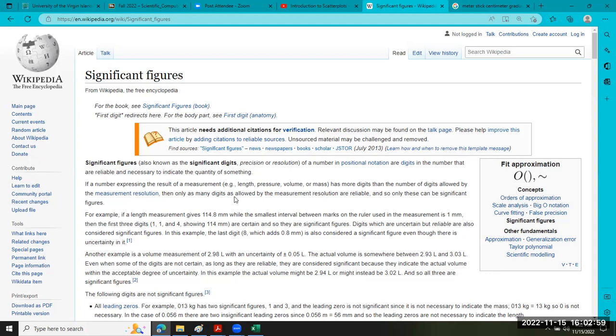Absolute error as opposed to relative error. I believe we covered that. Like percentage error, I believe that's what they cover. Yeah, percentage error is relative error. Excellent. Okay. Well, that's important.